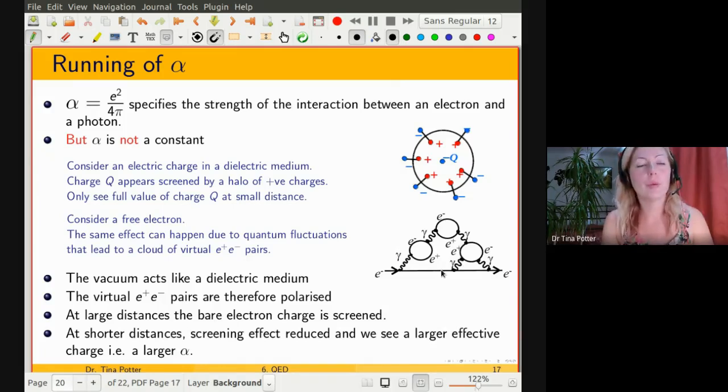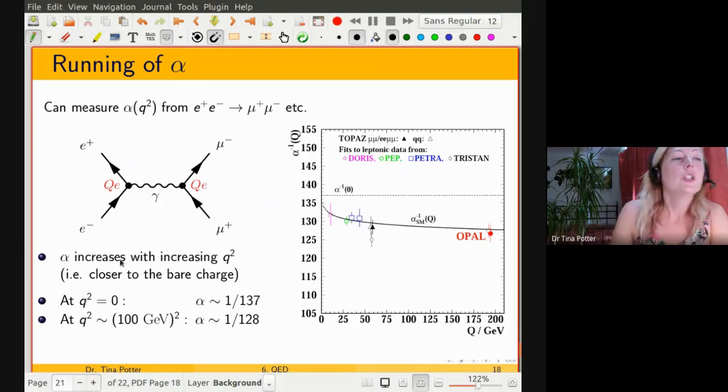Let's try and probe the electromagnetic interactions with the electron and photons and see if we can measure larger alphas at higher energies. So we can do this using electron-positron colliders. We're going to annihilate those into a photon, so it's an electromagnetic interaction, and then we're going to produce a mu plus and a mu minus.